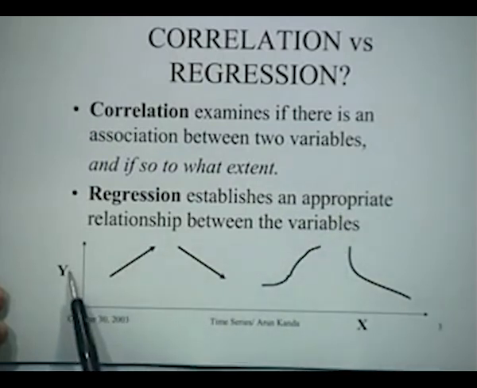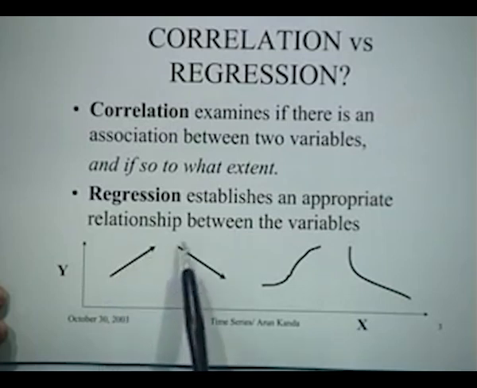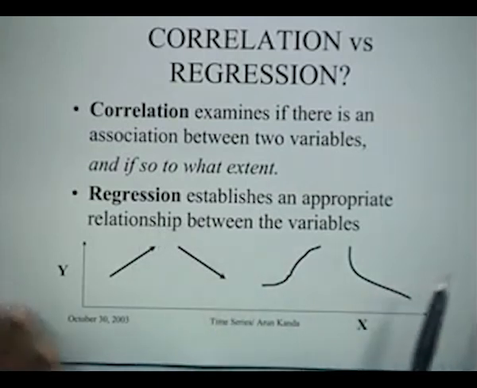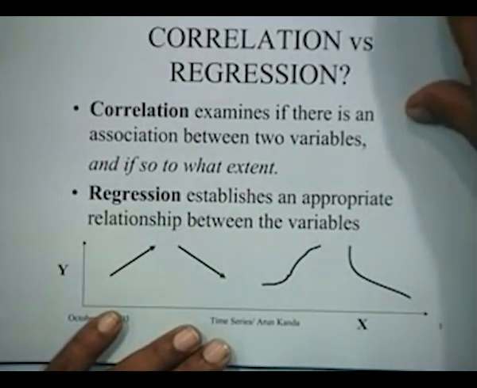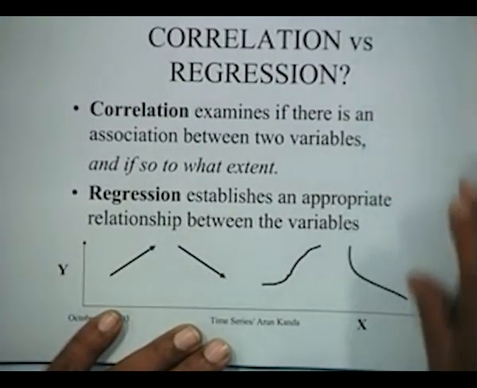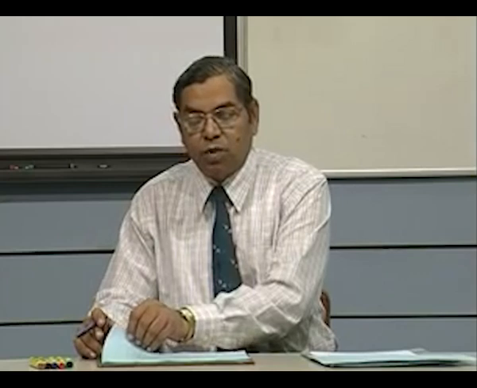And regression, on the contrary, establishes a unique relationship between the variables. If there are two variables y and x, and you find that they behave in a certain fashion, discovering the relationship between the variables is actually the business of regression. So this is a distinction that should be kept in mind, and more importantly, correlation and regression are both used in the context of forecasting in various ways. So we will see in a short while how they are used.